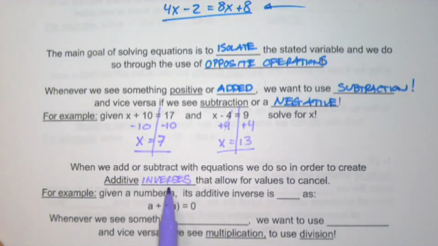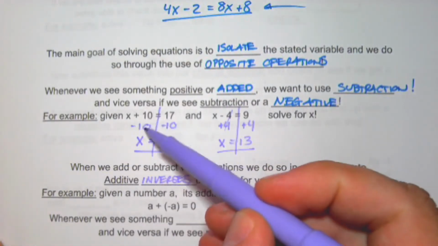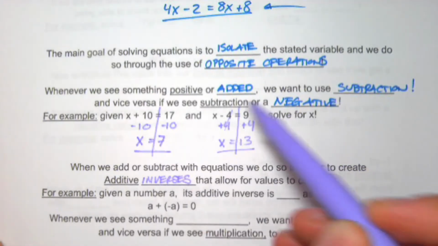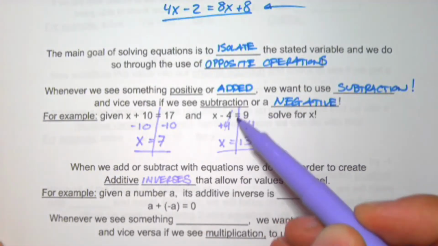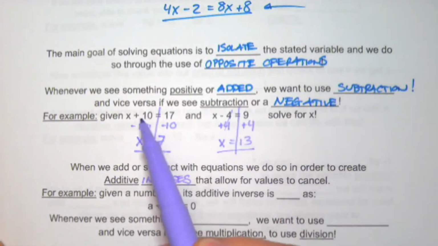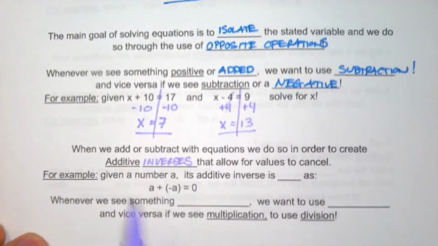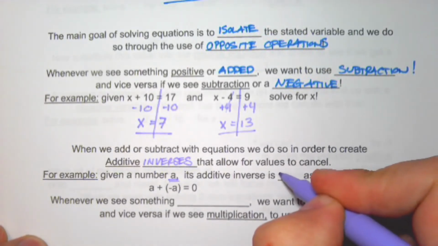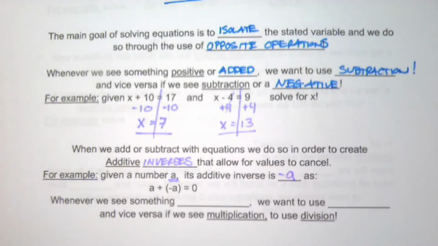And the big thing about additive inverses, it's just the opposite of whatever we're dealing with, right? If I see a negative 4, I want to bring in its opposite, which is positive 4. If I see positive 10, bring in the opposite, negative 10. So for example, if I see some random number, call it a, I always want to bring in its additive inverse, or its opposite, negative a.